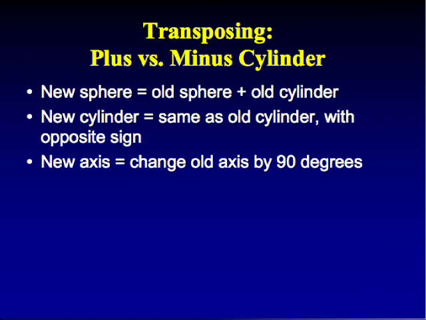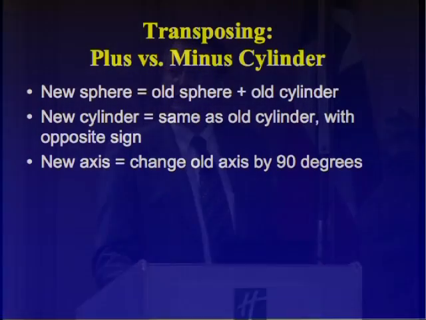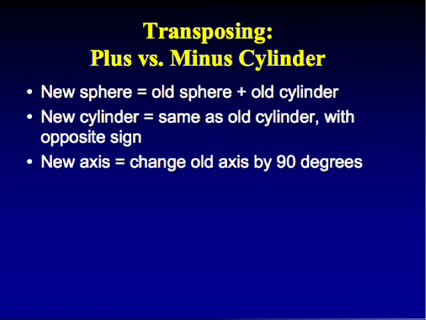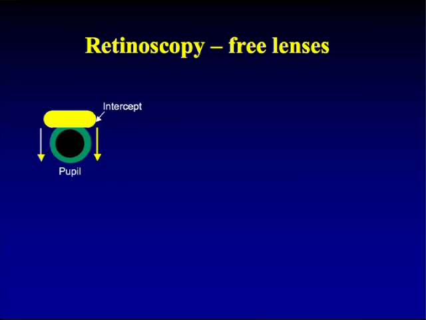So as I just said, to transpose from plus to minus cylinder, new sphere is the old sphere plus the old cylinder. New cylinder is the same as the old cylinder with opposite sign. New axis is 90 degrees away from the old axis. Now when you're doing retinoscopy with free lenses, you need to turn that into a glasses prescription. You're not just taking it out of the phoropter, and you're using all spherical lenses. So you need to know how to do that.